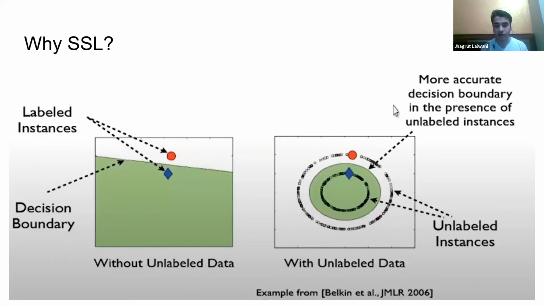On the left side, we do not have unlabeled data, and we try to create a decision boundary between the 2 labeled instances. As we can see, we can have a number of decision boundaries without the unlabeled data, but that is not the case when we have unlabeled data. When we are using unlabeled data, we have a more accurate decision boundary in the presence of unlabeled instances, and this helps in increasing the accuracy of our model.